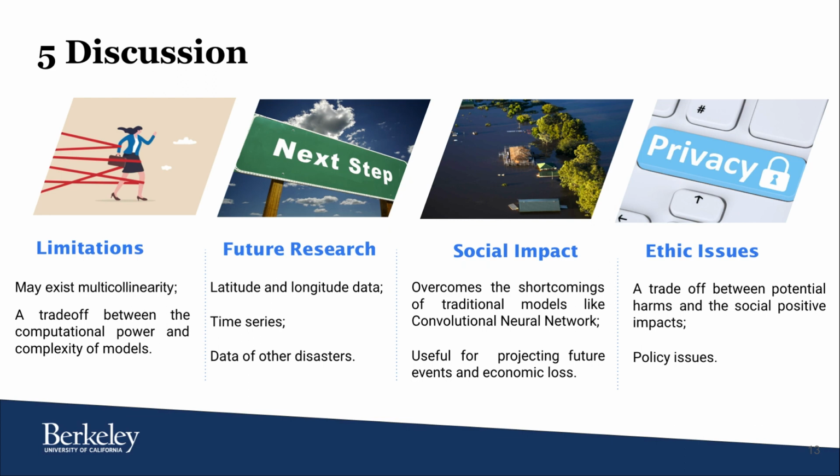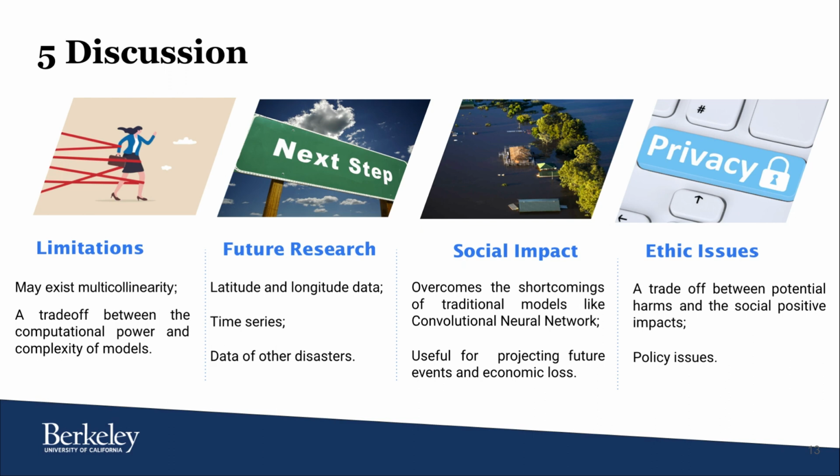As for future research, 3 kinds of data will be helpful in similar topics. First is the latitude and the longitude data, and the second is time series data. This data can help us to project the location and the disaster types. Third is data for other disasters, which can help us to generalize our conclusion.